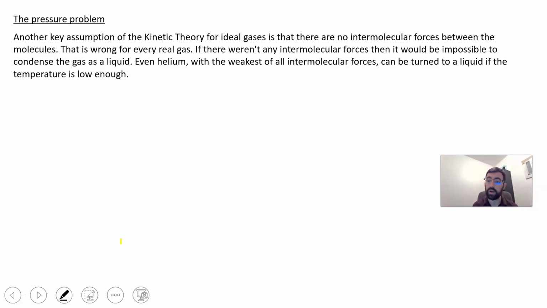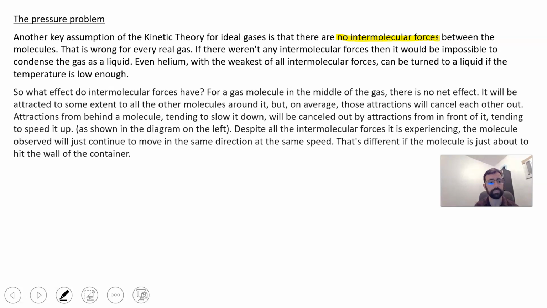Now let's talk about the pressure problem. This one's a little bit different. Another key assumption of the kinetic molecular theory for ideal gases is that there are no intermolecular forces between the molecules. Well, that's not really true for any real gas. If there weren't any intermolecular forces, it would be impossible to condense a gas to a liquid. But even helium, with the weakest of all intermolecular forces, can be turned into a liquid if the temperature is low enough. So we know that this is not a true statement.